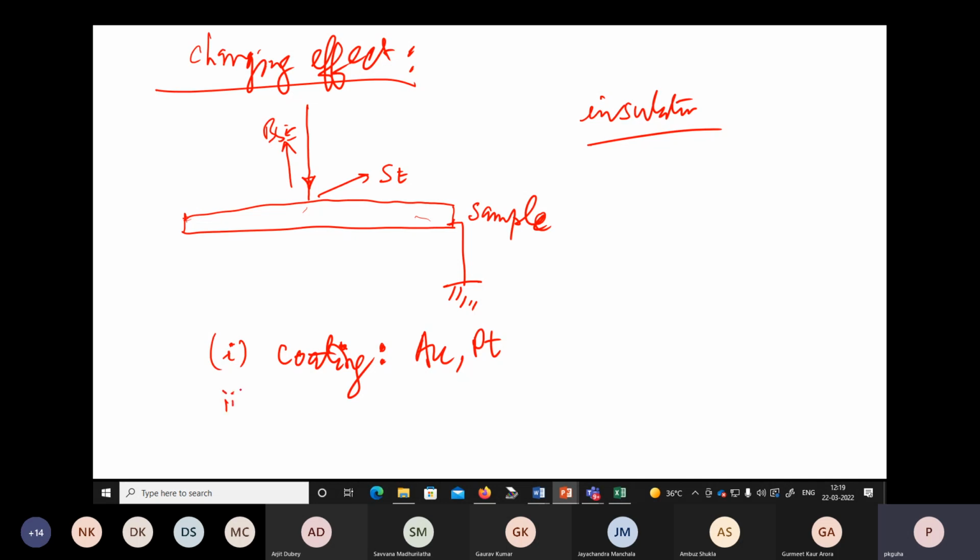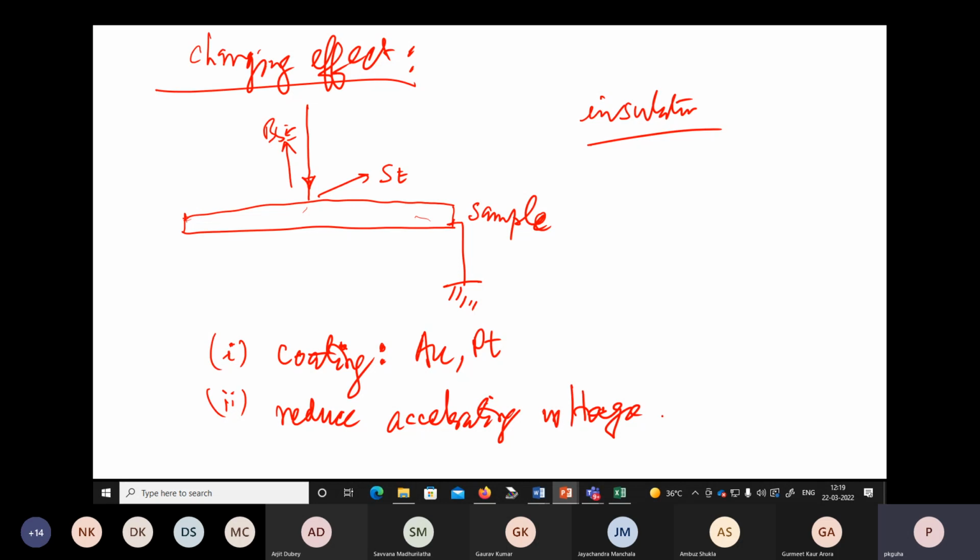There are other techniques. You can reduce the accelerating voltage. You remember what accelerating voltage is? Accelerating voltage is the voltage you use at the anode to accelerate the emitted electrons.